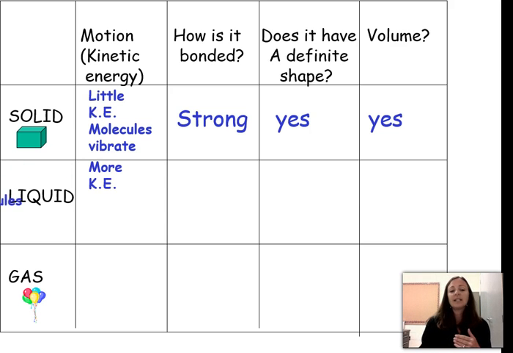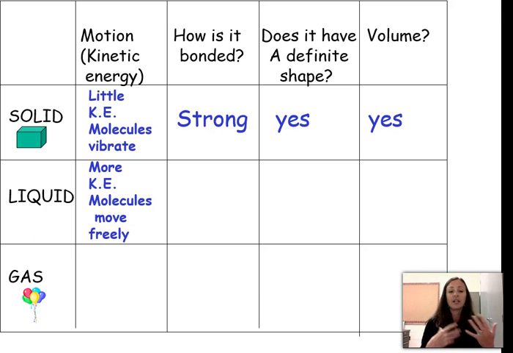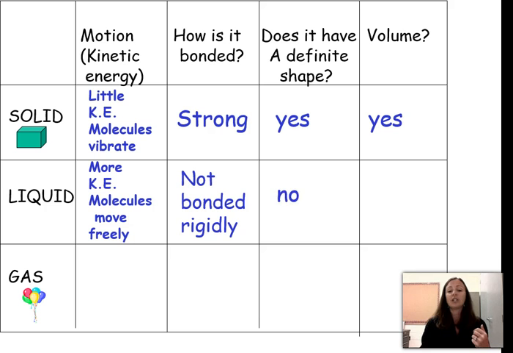Well, liquid is a little different. When it's in its liquid state, it has more kinetic energy, with molecules that are moving freely, such as boiling water, right? It's not bonded rigidly, so it allows it to move. It does not have a definite shape, and it does have volume.